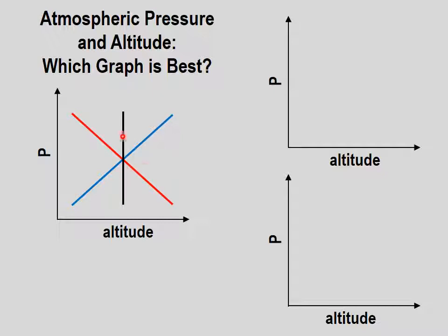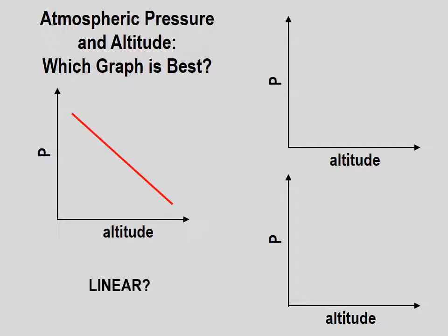The black line says that at any given altitude, the pressure is a little, and then it's more, and then it's a lot. That's not a good choice either, because we know that the atmospheric pressure changes with altitude. And so, of these two remaining lines, which one best would represent the relationship? As the altitude increases, the pressure decreases. So I think we're going to have to go here with the red line.